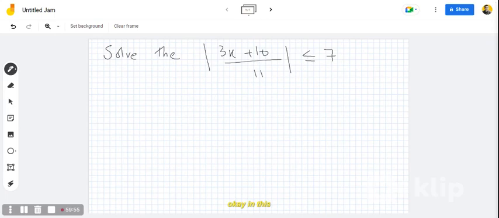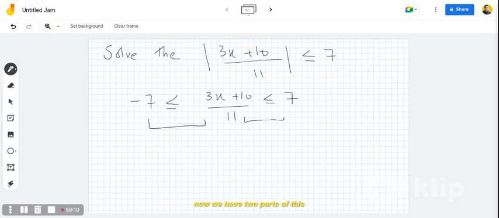Okay, in this video we will solve this inequality: the absolute value of (3x plus 10) divided by 11 is less than or equal to 7. By the definition of absolute value, we can write minus 7 less than or equal to (3x plus 10) divided by 11, and less than or equal to 7. Now we have two parts of this inequality, this one and this one. We will solve them separately.